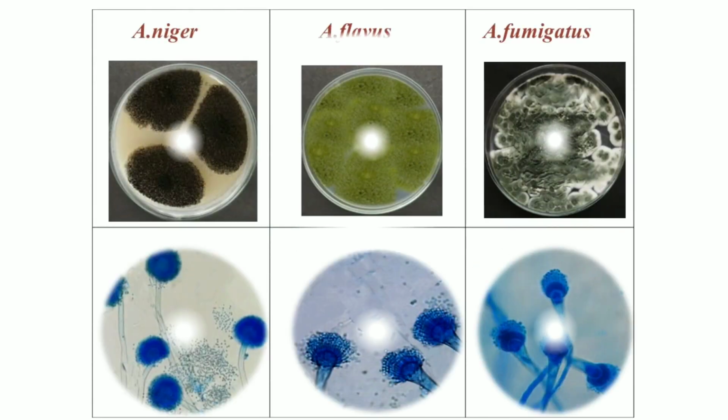Let's see the morphological difference between Aspergillus niger, Aspergillus flavus and Aspergillus fumigatus. Aspergillus niger, black color powdery deposited colonies. Aspergillus flavus, yellow to green powdery colonies. Aspergillus fumigatus, bluish green to grey powdery colonies.